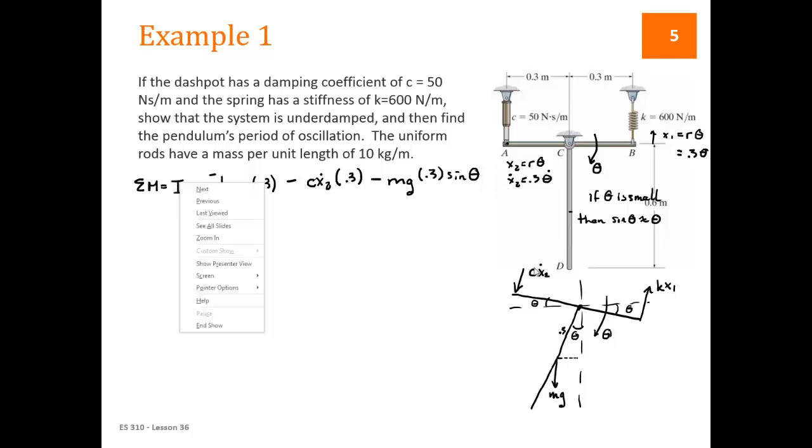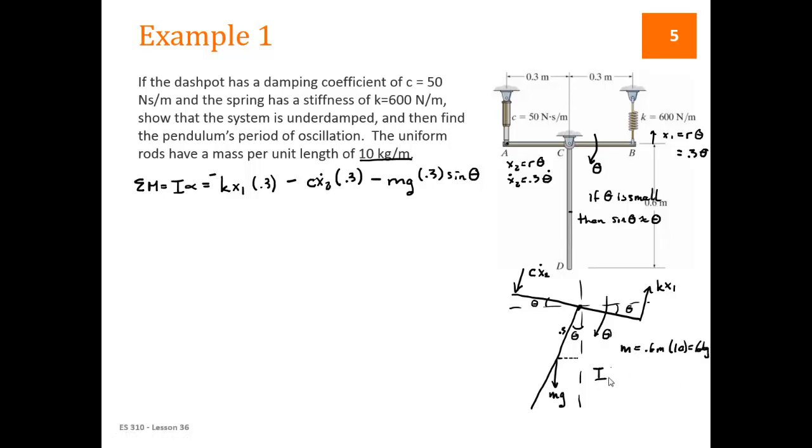I, for this T-beam, we need to find yet. So we've got I for this rod, which is around its end, and I for that rod, which is around its center. The mass of each of these rods is given as 10 kilograms per meter. Each of the rods is 0.6 meters. So the mass of a rod is 0.6 meters times 10, which is 6 kilograms.